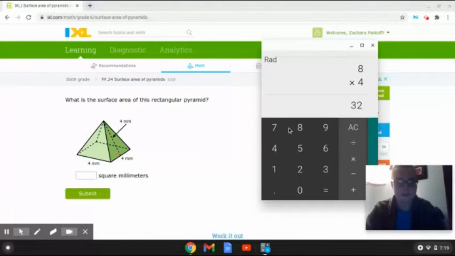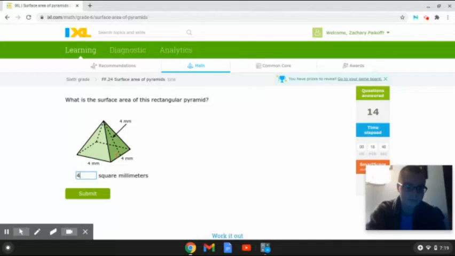That is 32. Then we're going to add this answer to the base squared, which is 4. So 4 squared is 16. That will give us 48 when we add the 32. So, the surface area of this rectangular pyramid is 48 square millimeters. And that is how to solve this problem.